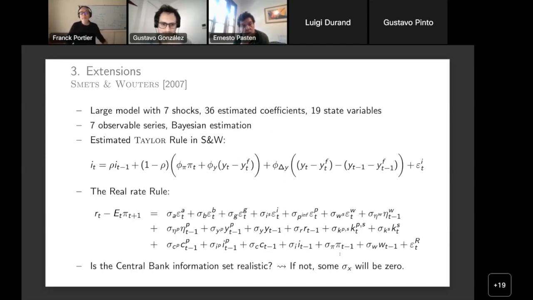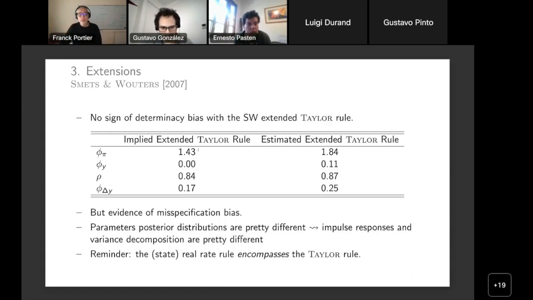Okay, so let me do the estimation. The problem is that the model is like a monster, so I can show you the estimates of all the parameters, but I'm not sure what to do with it. So let me show you one thing. That's the Taylor rule estimated when you impose the Taylor rule. So this is Smets-Wouters. If I do my state rule and I uncover the equivalent Taylor rule, it's kind of the same, right? So this is telling me it's unlikely that there is determinacy bias here.